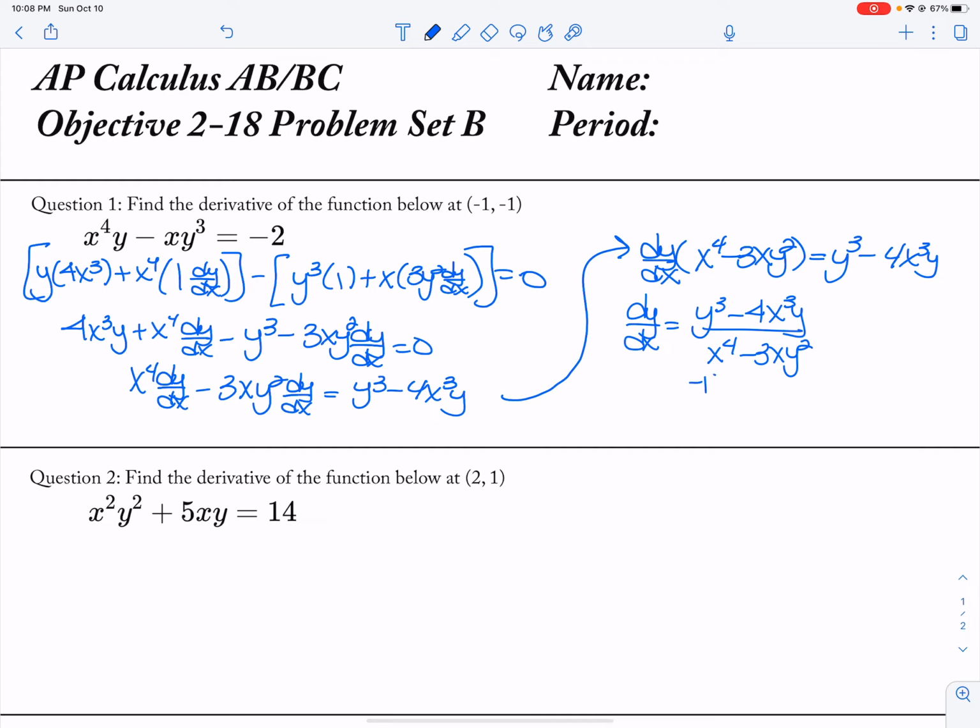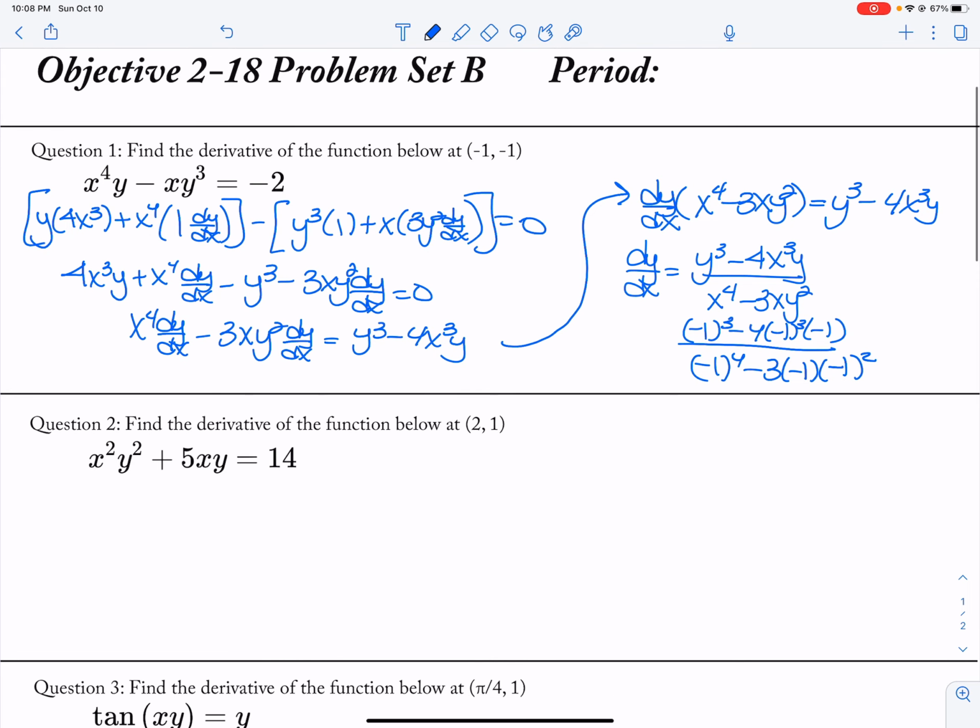So that gives me negative 1 cubed minus 4 times negative 1 cubed times negative 1, over negative 1 to the fourth minus 3 times negative 1 times negative 1 squared. That's a lot of negative 1s. Minus 1 plus minus 4 over 1 plus 3, which is negative 5 over 4.